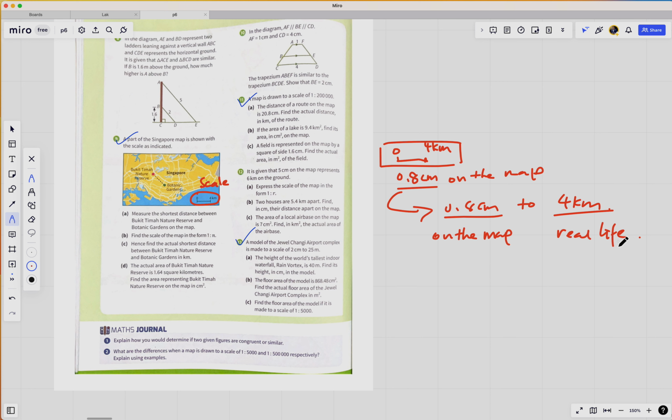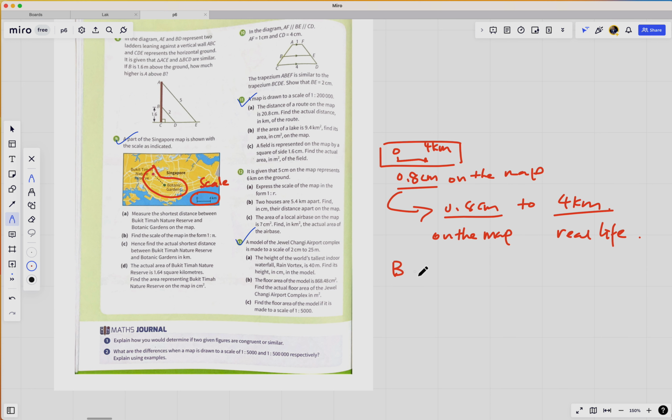Once you have this scale, the first question is to measure the shortest distance between Bukit Timah and the Botanic Garden on the map. So basically now you need to measure this one. How much do you measure? 1 cm. In fact the scale is 0.8 cm to 4 kilometer, but the distance between the Botanic Garden and Bukit Timah Nature Reserve, which is here, is actually 1 cm.